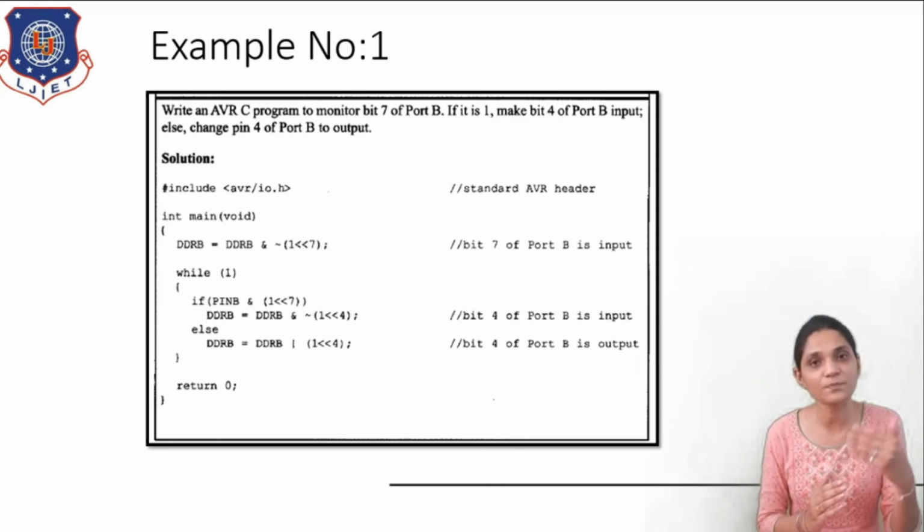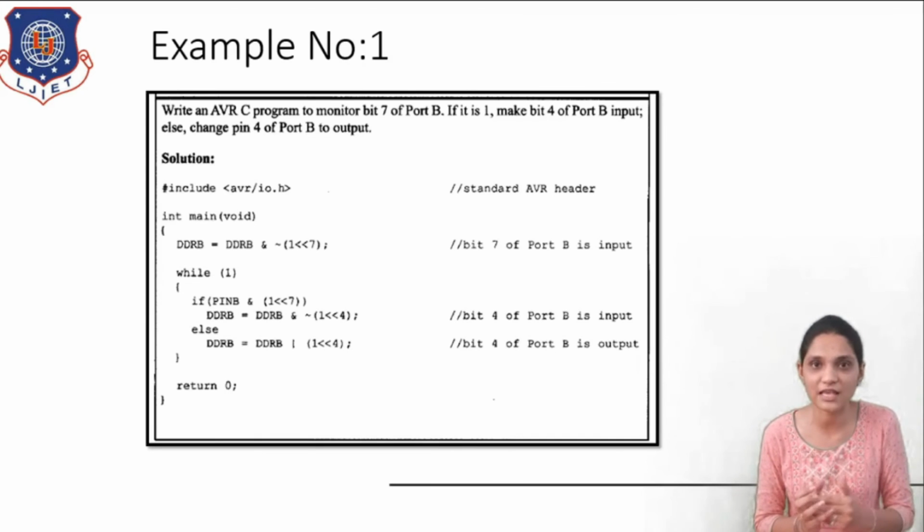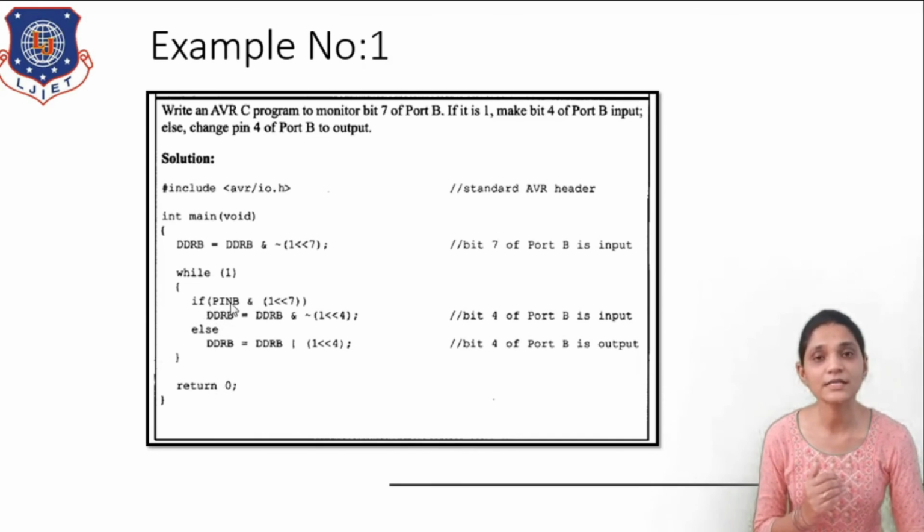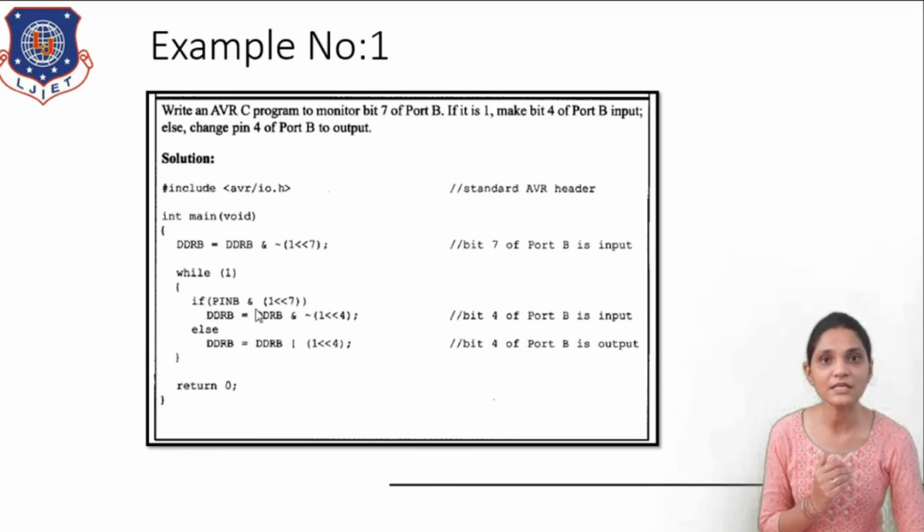You can use the previous cases also, or you can use this case. Then we have to check this particular pin, so we are using the condition if PINB and 1 shift left 7 is 1, then you make this port an input, otherwise you make this an output. For making input, you use the same condition: you do the ANDing operation with the position of that particular bit, and before that you do the NOT operation. This is similar to this case.